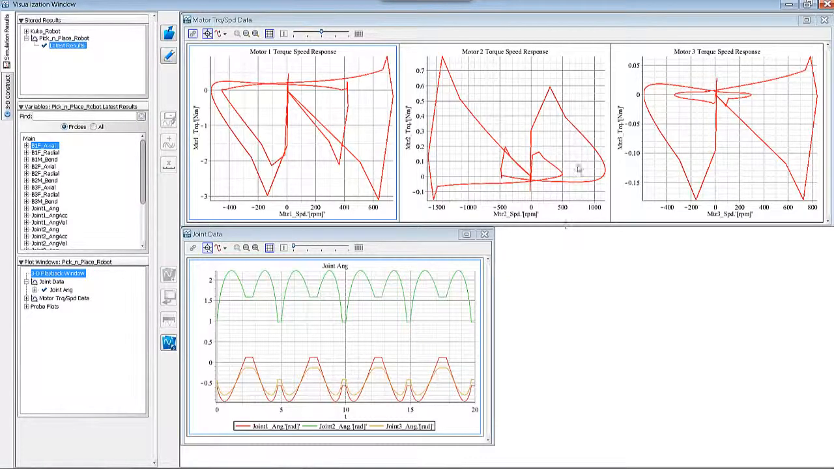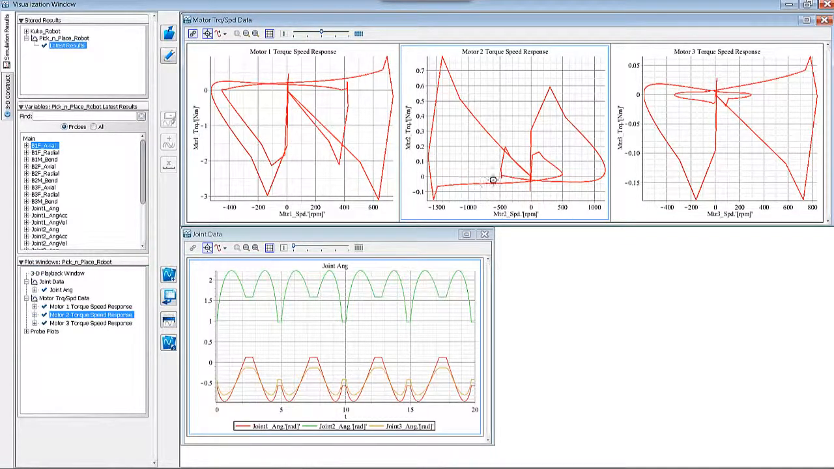The results also can plot probed information. For instance, we can take a look at motor speed and torque data. So here I have the 3 motor speed and torque plots right in our simulation window, as well as to find out what the desired motion of each of the joints are. Here we can see the 3 main links, the different angles over time.